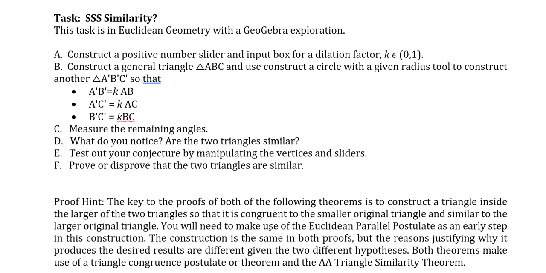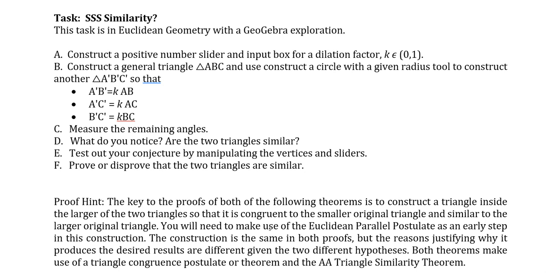Okay, let me give you a hint. The key to the proofs of both of these is to construct a triangle inside the larger of the two triangles so it's congruent to the smaller original triangle and similar to the larger original triangle. You'll need to make use of the Euclidean parallel postulate as an early step, so you're going to have to be constructing a parallel line at some point.